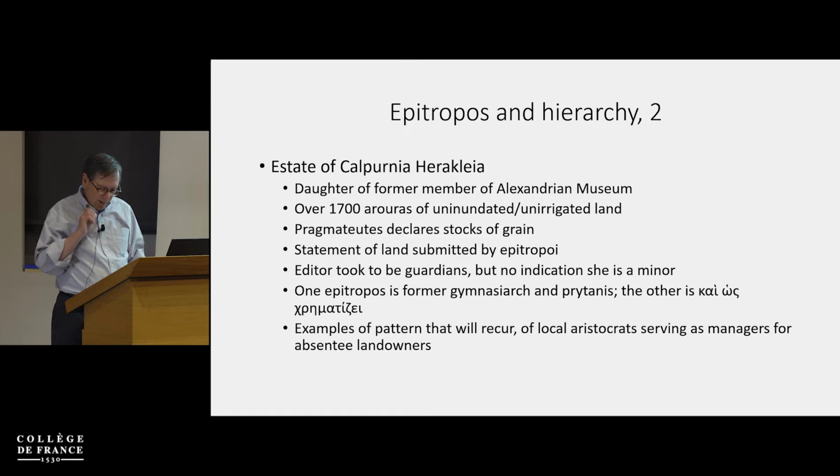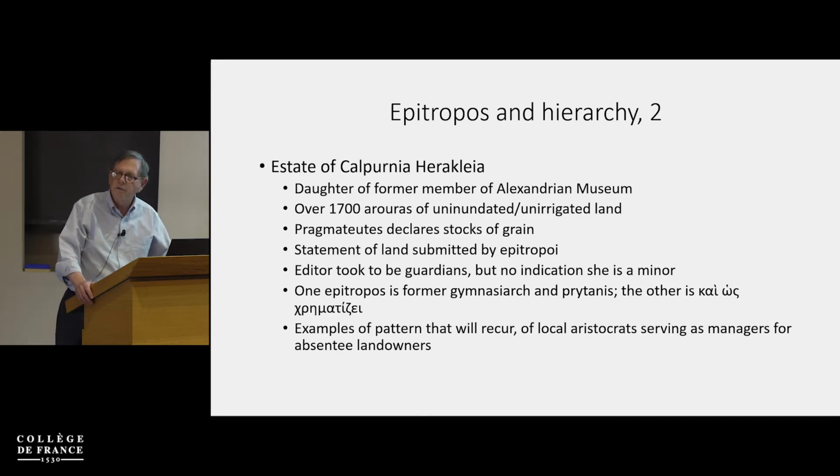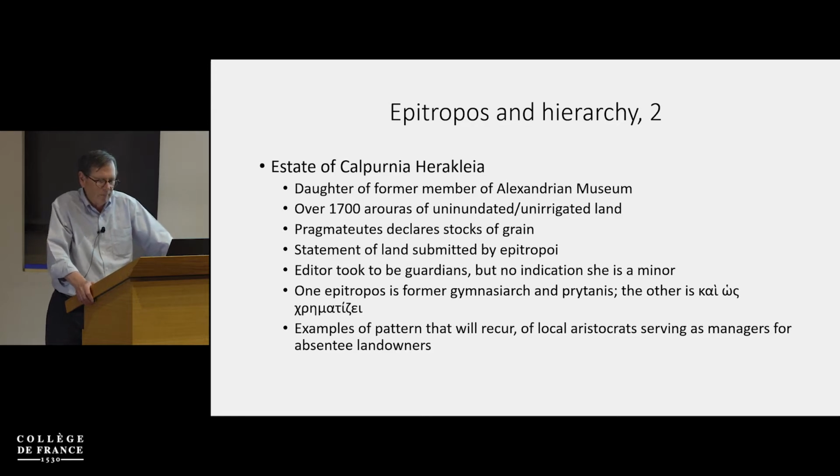The statement of land, however, was submitted by two epitropoi, a term translated by the editors as guardians. This is not plausible. There is no indication in the other documents, a year earlier, that Calpurnia Heraclea was not of age at that time.